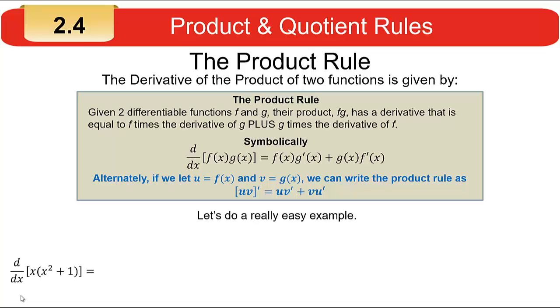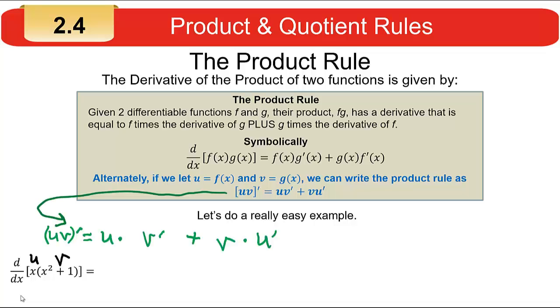I'll do a really simple example. What if I want you to take the derivative of the product of x and x squared plus 1? According to this product rule, you could treat x as being the u, and x squared plus 1 as being the v, and the product rule says you take u times v prime plus v times u prime. So you write down u, then you take the derivative of v, then you've got the plus sign, then you do v times the derivative of u. So all that's left to do really is to take those two derivatives and simplify a bit.